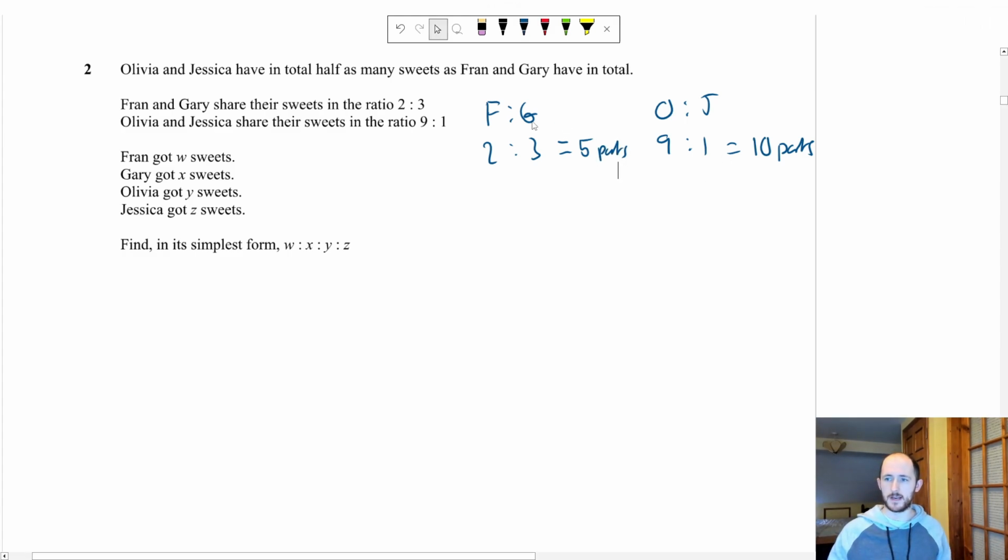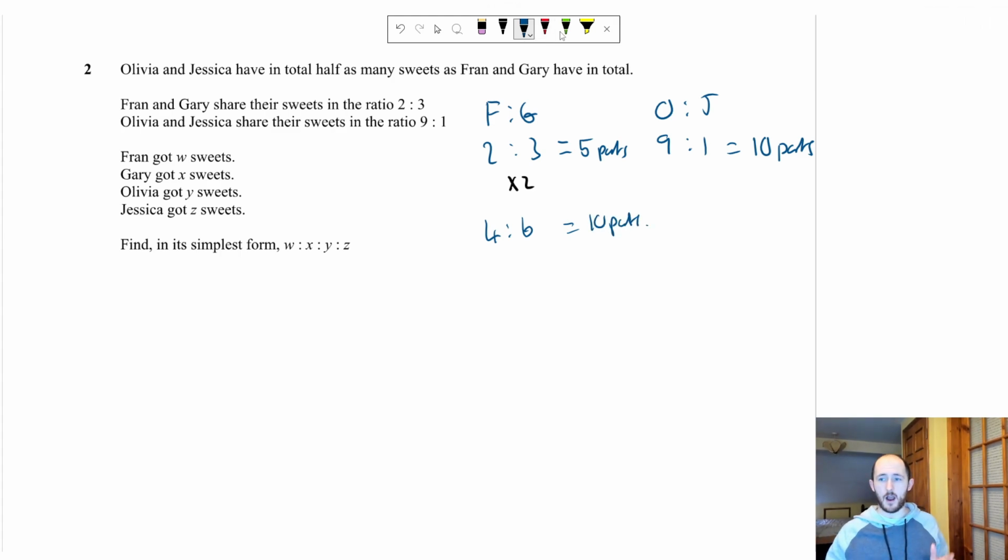So all we want to do is make the number of parts the same. So what do? Well, I can times this one by 2. I don't want to divide this one by 2 because then I get fractions. That's a bit messy. So this one I'm going to times by 2 instead. So if I times both sides by 2, we now get 4 to 6. And that does give me the 10 parts. Great. Now normally, I could now just write F to G to O to J is 4 to 6 to 9:1. And that would be my answer.